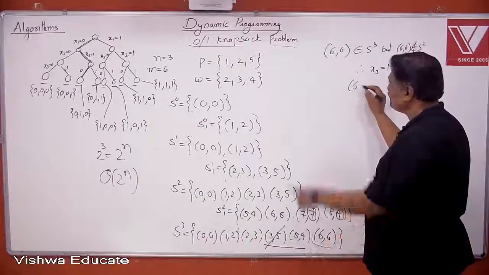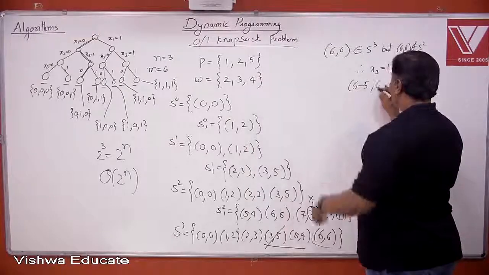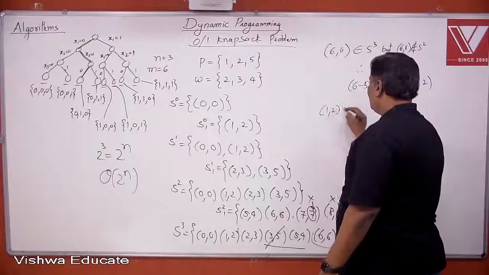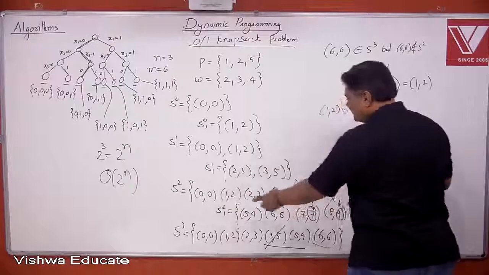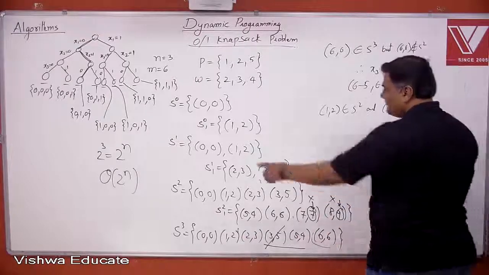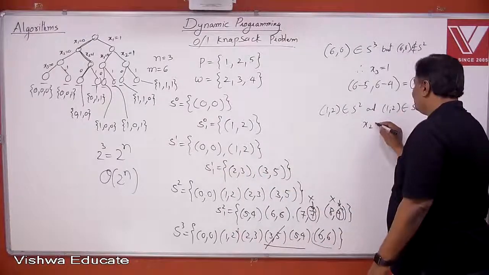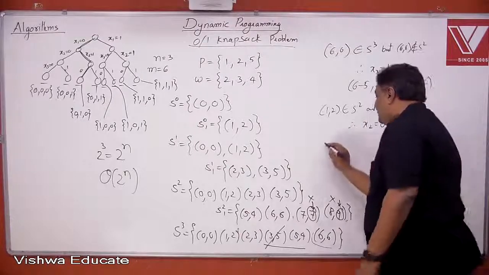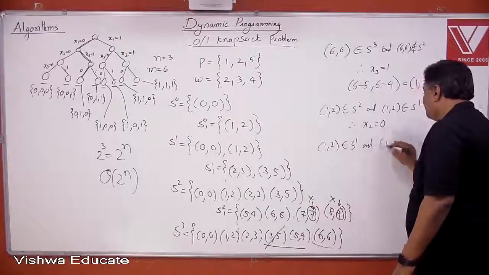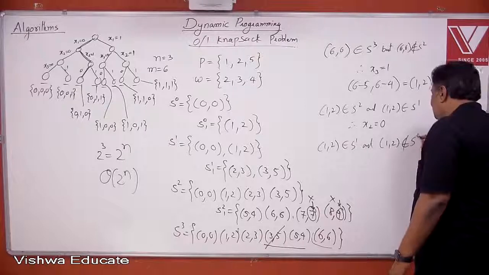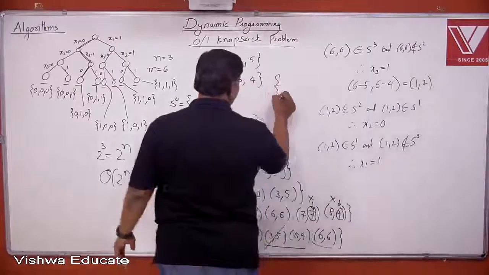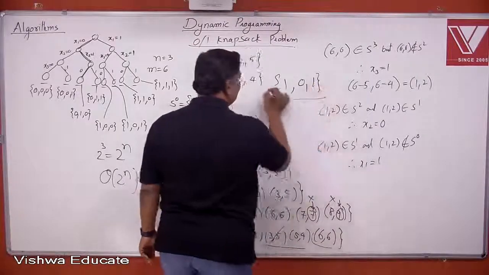Then the result is 6, that is 5 we subtract and 4 we subtract. So the answer is 1, 2. Then we will check for 1, 2. 1, 2 belongs to S2, it is there in S2 here. And 1, 2 belongs to S1 also. So the second object is not included. Then we are still on 1, 2. 1, 2 belongs to S1 and 1, 2 doesn't belong to S0. Therefore, X1 is 1. So the result is 1, 0, 1. That's all.